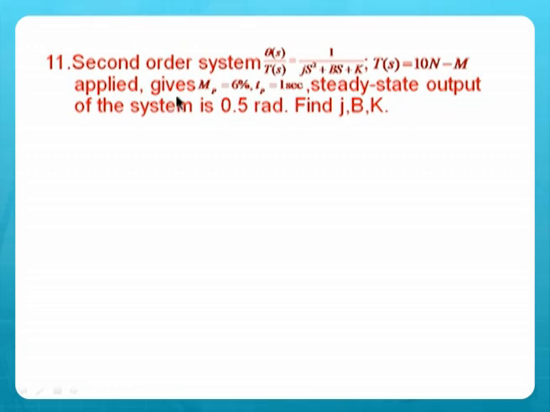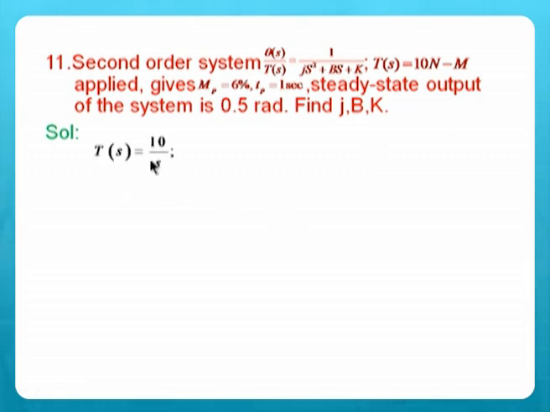Now he also gives that the peak overshoot of the response is 6% and this peak overshoot occurs at 1 second. That means the peak time is 1 second, and the steady state output of the system is also given as 0.5 radians. It settles there. Then find all the three rotational mechanical system constants: moment of inertia, friction and spring stiffness.